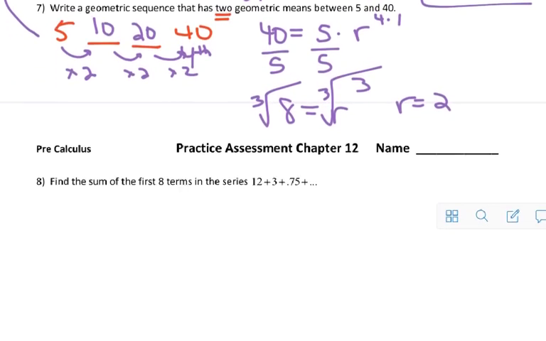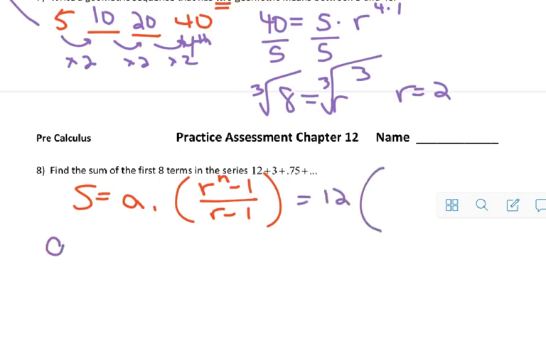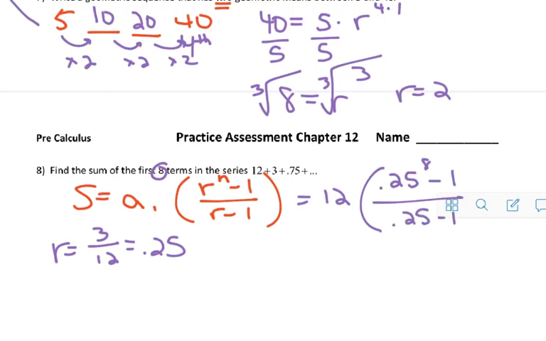The formula for the sum of a finite geometric sequence was a sub 1 times (r to the n minus 1) over (r minus 1). So you need to know the first term, the common ratio, and you need to know how many terms you're adding. Well, I know the first term is 12. The common ratio is going to be the second term divided by the first term, which is 0.25. And n is 8 because I'm adding 8 terms. So in the parentheses is going to be 0.25 to the 8th power minus 1, over 0.25 minus 1.